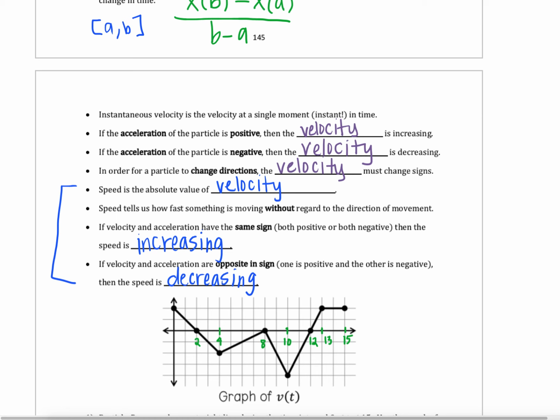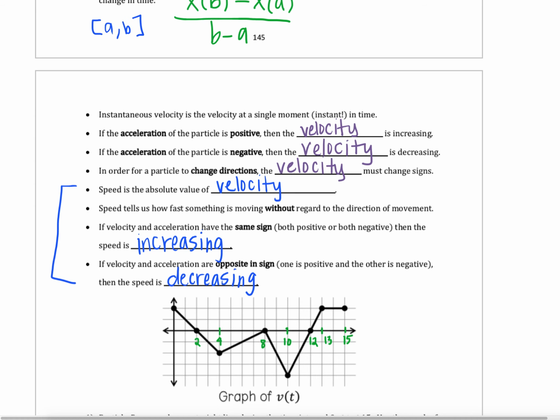So speed just tells us how fast something is moving without regard to the direction of movement. And a common question that we could get asked about speed is if a particle is speeding up or slowing down. That would be equivalent to if speed is increasing or decreasing. So if velocity and acceleration have the same sign, either both positive or both negative, then the speed is increasing. If velocity and acceleration are opposite in sign, so one is positive and one is negative, then the speed has to be decreasing. Or we could say the particle is slowing down.